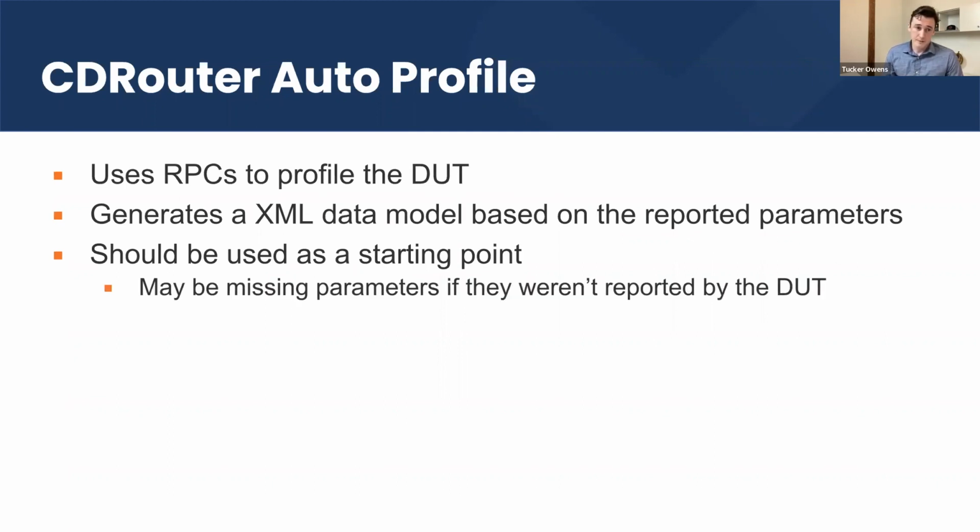The downside here, though, which I should definitely highlight, is that this should be used as a starting point, because if your device is missing parameters, or like I said earlier, sometimes devices don't report parameters from some levels. So if you're doing a get from the top level, there might be some missing parameters several objects deep. Those parameters aren't going to get included in this data model that CDRouter generates. And further, it won't contain any syntax information, right? There's no way to get syntax information out using these RPCs.